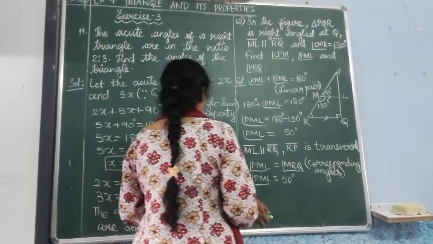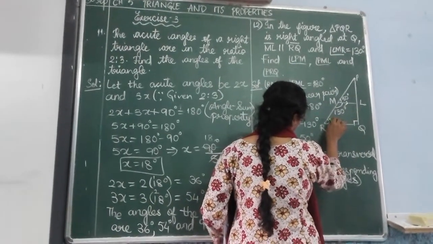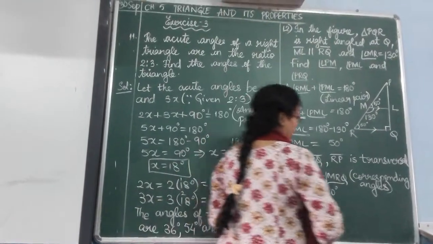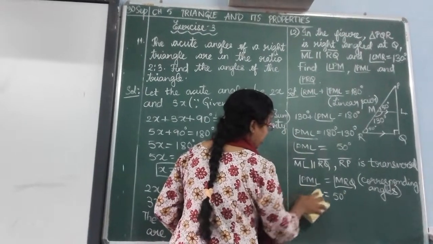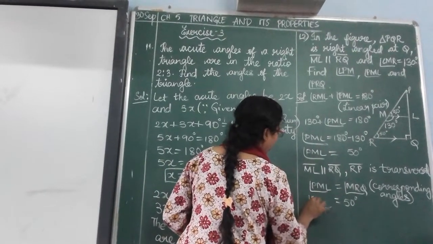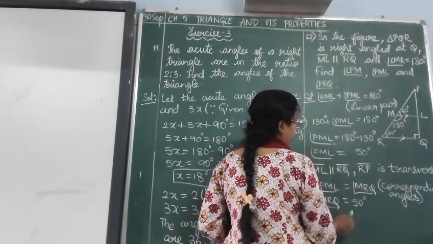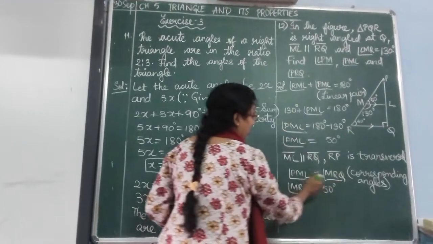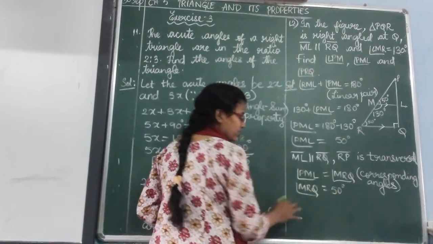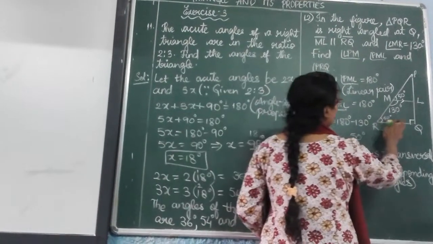Now let us continue. Here you got this angle as 50 degrees. This value is 50 degrees and this value we have found out. MRQ value we got as 50 degrees. Here this PML is 50 degrees you got, so that you have substituted here. Whether you write this side or that side, same thing. So here we got this value.